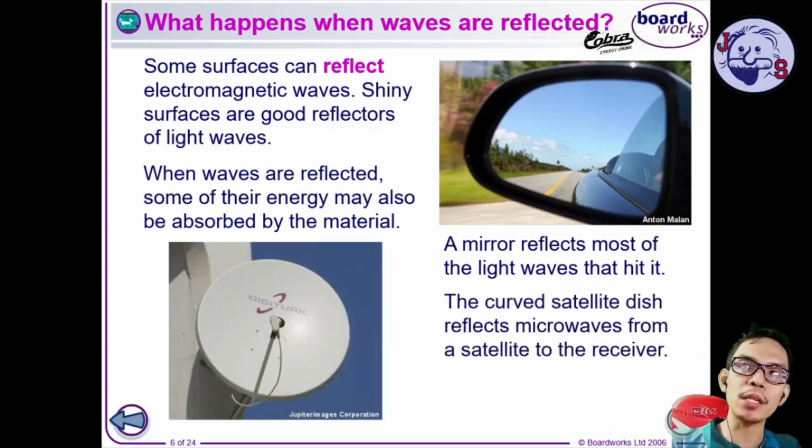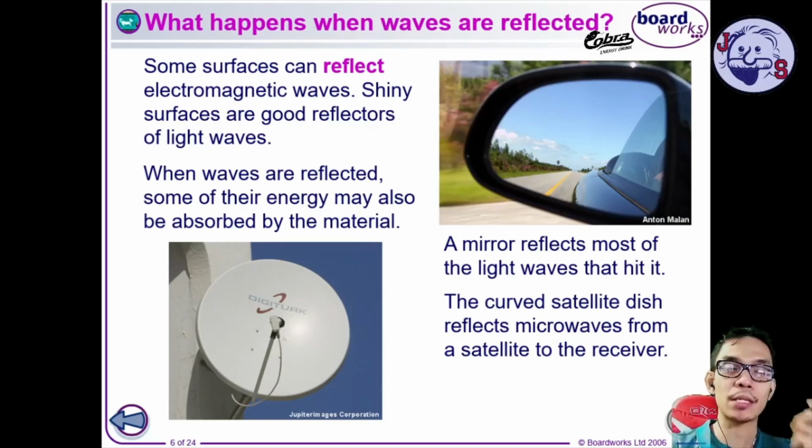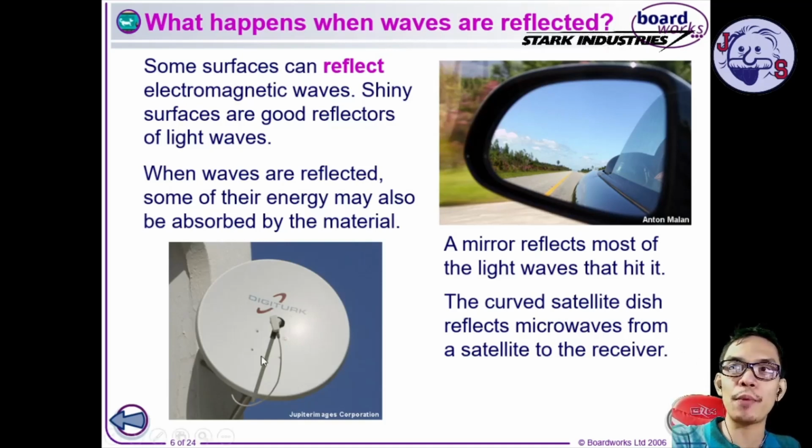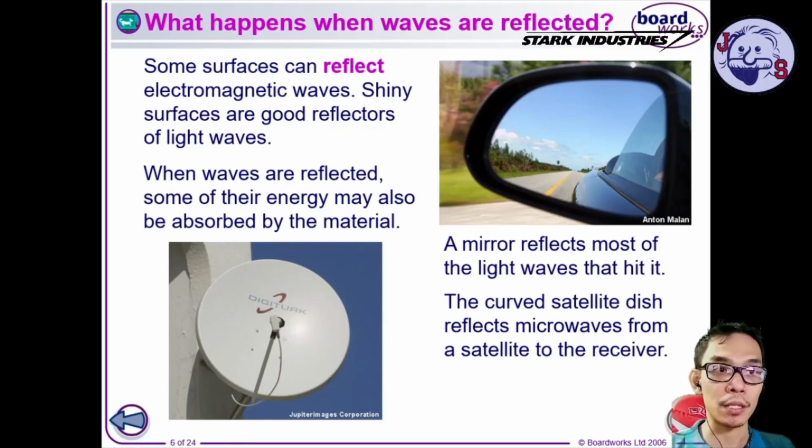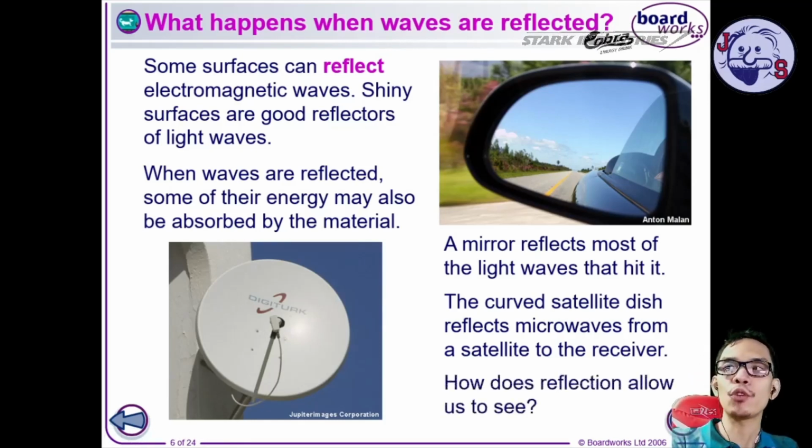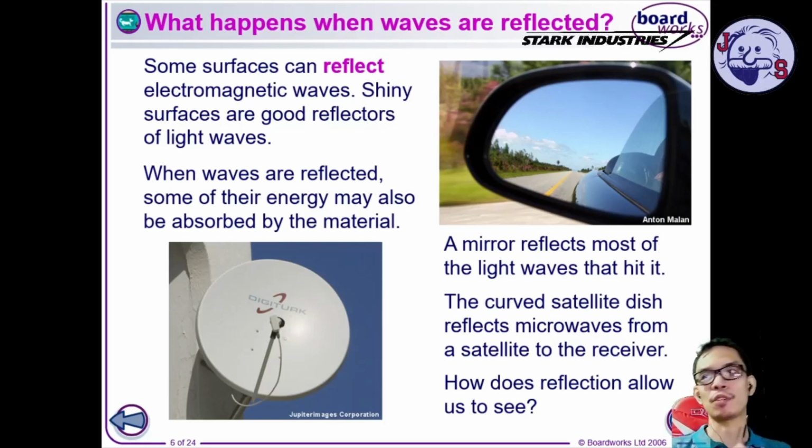An example of this is the mirror, and we have here the satellite dish. The satellite dish that you have right here reflects the radio waves to the receiver that you have right here, which is attached to your television. That's how your satellite dish works. Now you are able to see yourself in the mirror because light is being reflected through the mirror, because the surface of the mirror is, aside from being smooth, shiny.